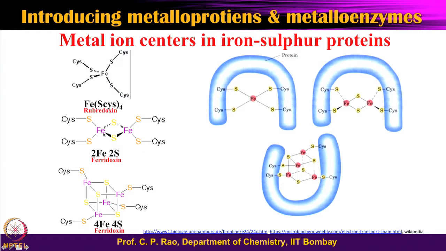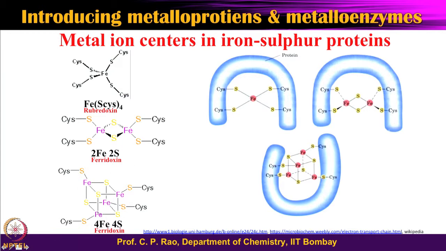Then you have another case: one iron with 2 cysteines, another iron with 2 cysteines. The 2 irons are bridged by 2 sulfido groups. This is called ferredoxin, the 2 iron 2 sulfur ferredoxin. This is called rubredoxin or 1 iron sulfur protein, and this is the 2 iron 2 sulfur protein.